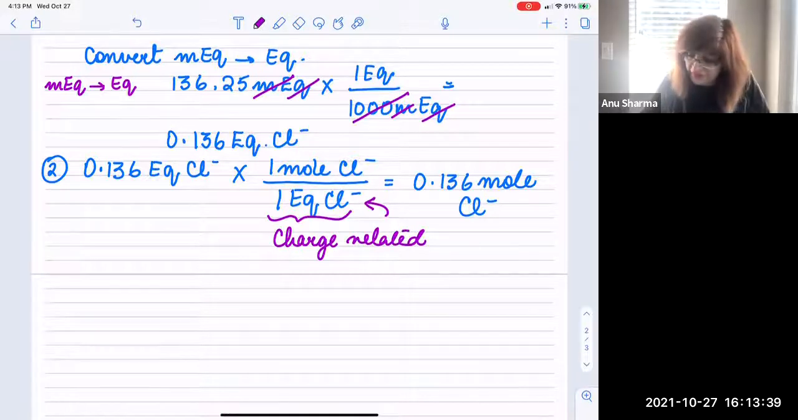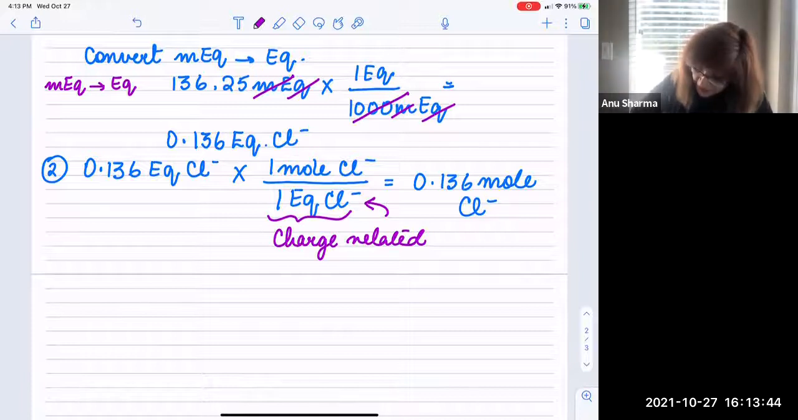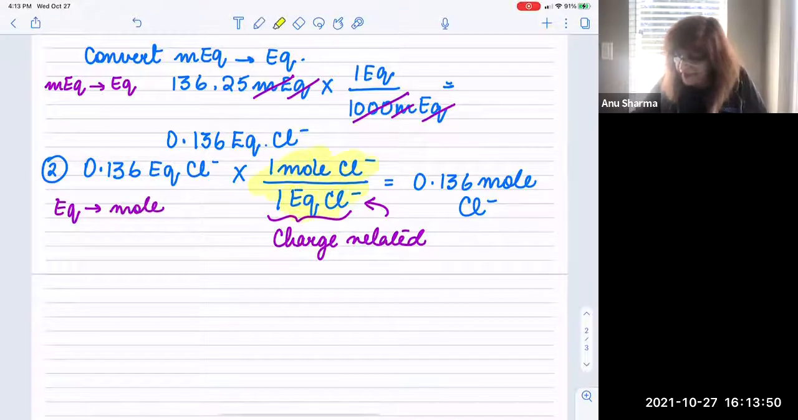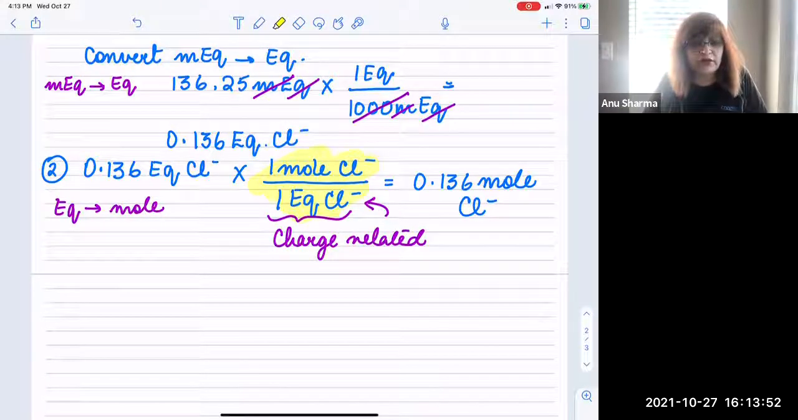So you take whatever equivalents of chloride ions you have times, converting the equivalents to moles using this as a conversion factor: 1 mole of the ion over 1 equivalent of that ion. And it depends on the charge on the ion. So if it was not chloride, if it was sulfide, it would be 1 mole over 2 equivalents.